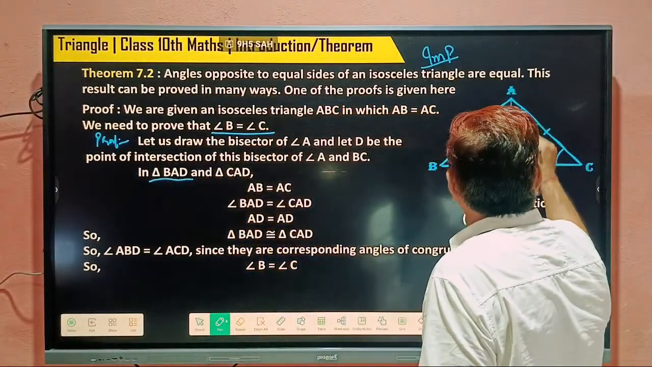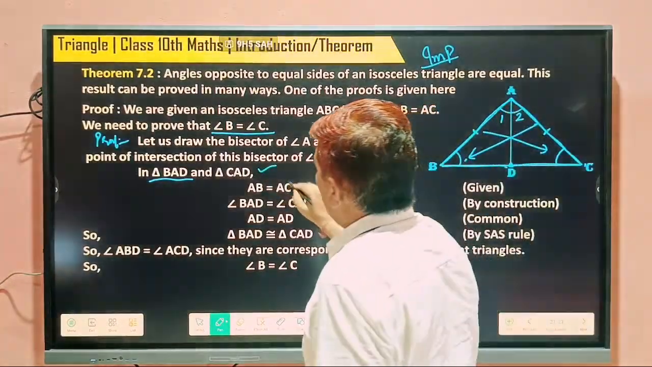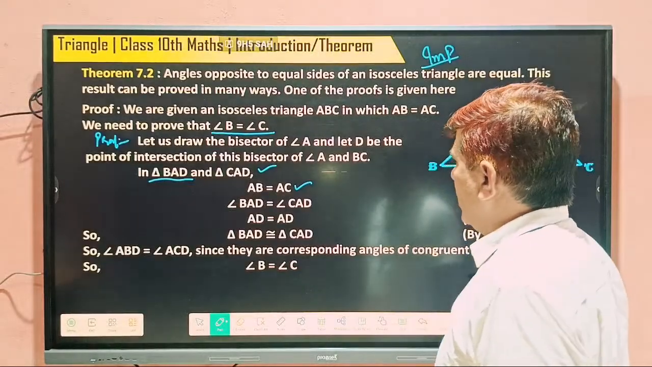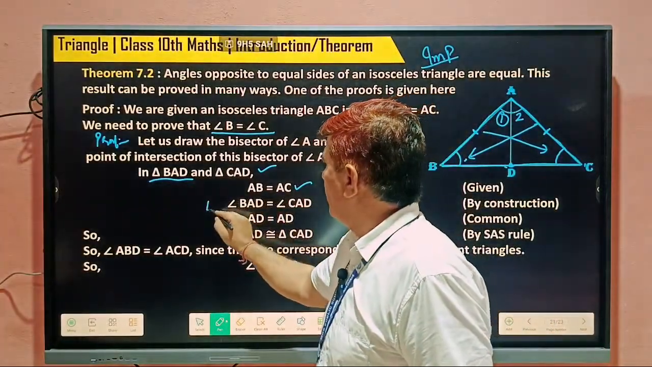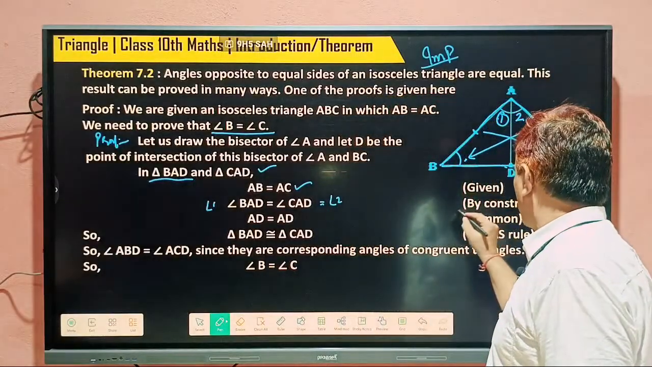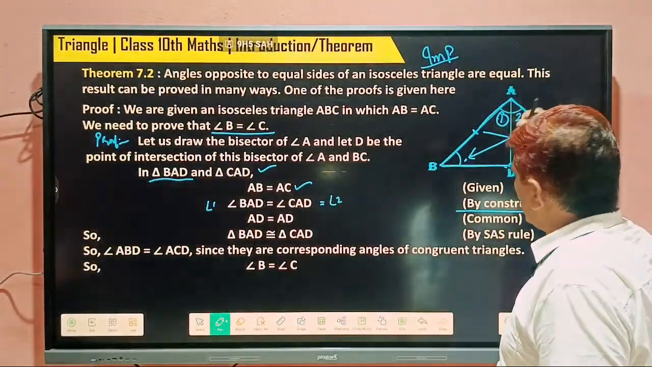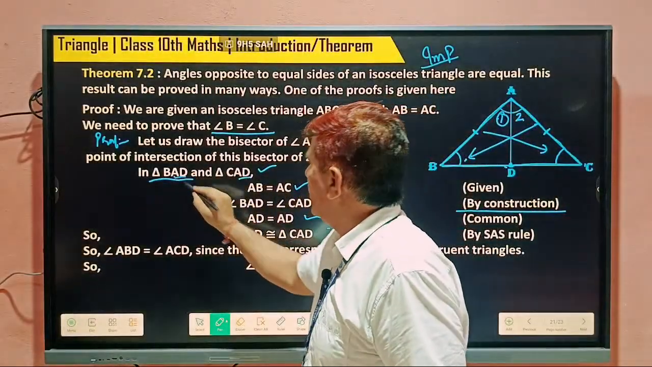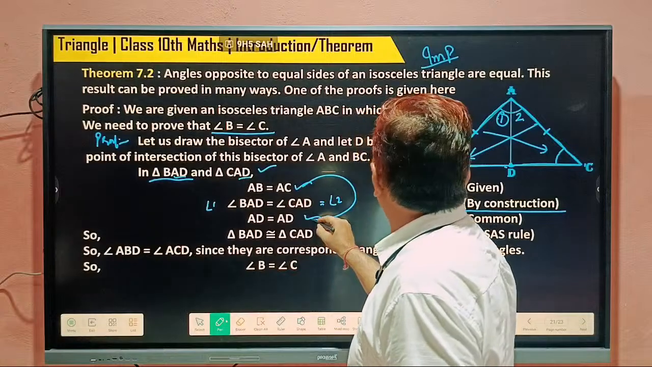or we can take it in this way in your book, BAD and CAD. Both triangles we have taken. AB equal to AC given, because the triangle is isosceles. Understood? Angle BAD, meaning angle 1, equal to angle 2. This angle equal to this angle by our construction. Construction meaning we drew this AD, which is the bisector of angle A. AD equal to AD, common. So what has become? Two sides, which sides?